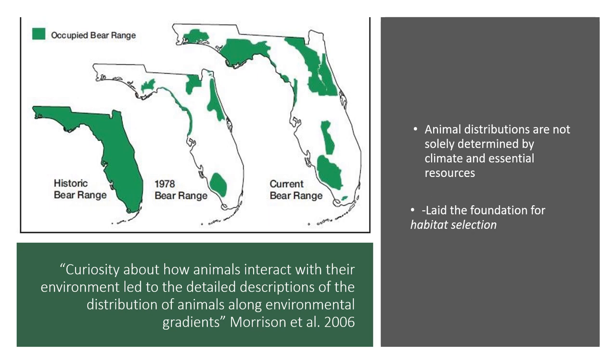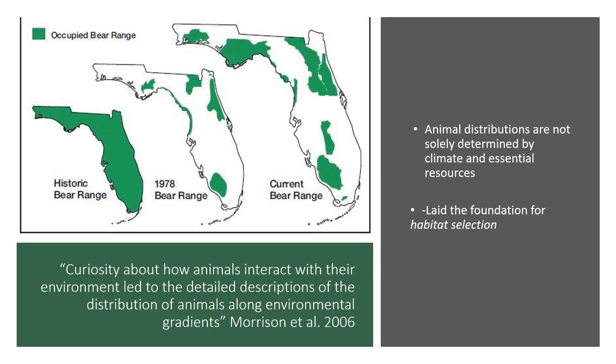So, the history of habitat is pretty interesting, and basically, this concept was derived from curiosity about how animals interact with their environment. And it came from observations just that animals did not necessarily occur everywhere that they could. There were environmental gradients that are governing the distributions of animals.